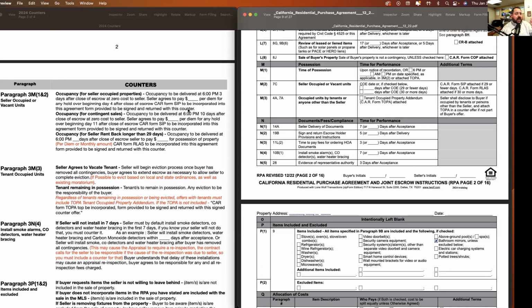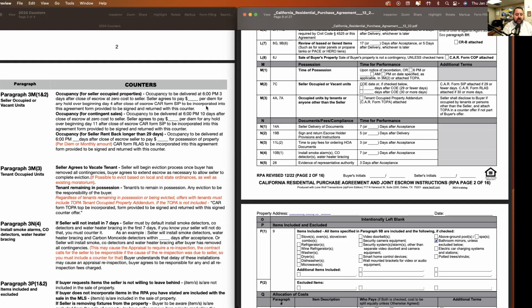We're going to put occupancy to be delivered at 6 p.m. 3 days after close of escrow at zero cost to seller. Seller agrees to pay blank dollars per diem for any holdover beginning day 4 after close of escrow. CAR form SIP to be incorporated into this agreement. Form provided to be signed and returned with this counteroffer. Now that's a normal seller in possession counter. Not a contingent offer, just I have a seller in possession.